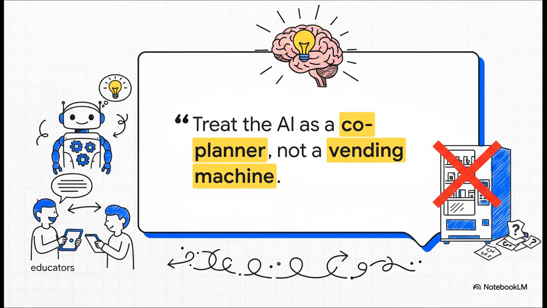And this really gets to a huge mindset shift. Don't think of the AI as a vending machine, right? You don't just put one prompt in and expect a perfect result every time. Think of it more like a new teaching assistant, a co-planner. It's a partner you brainstorm with, you bounce ideas off of, you work with to get to that final product.